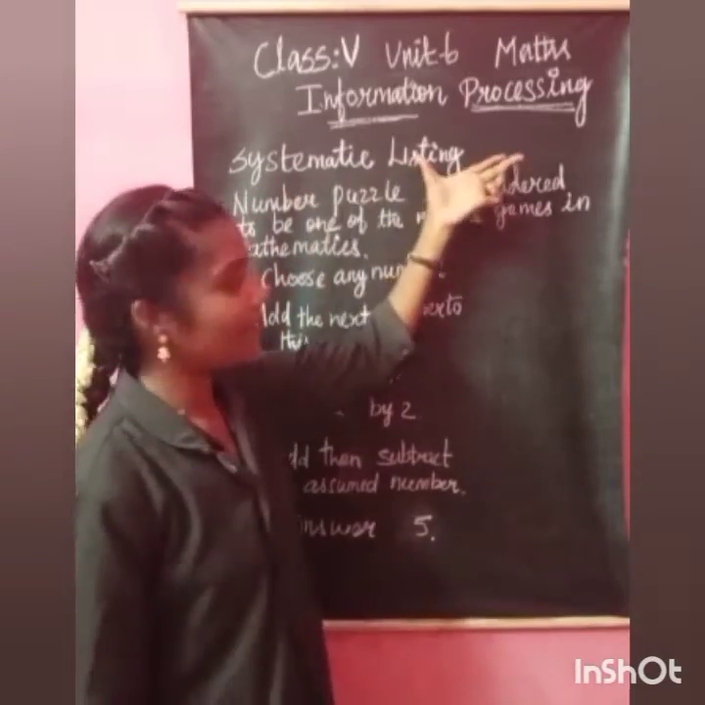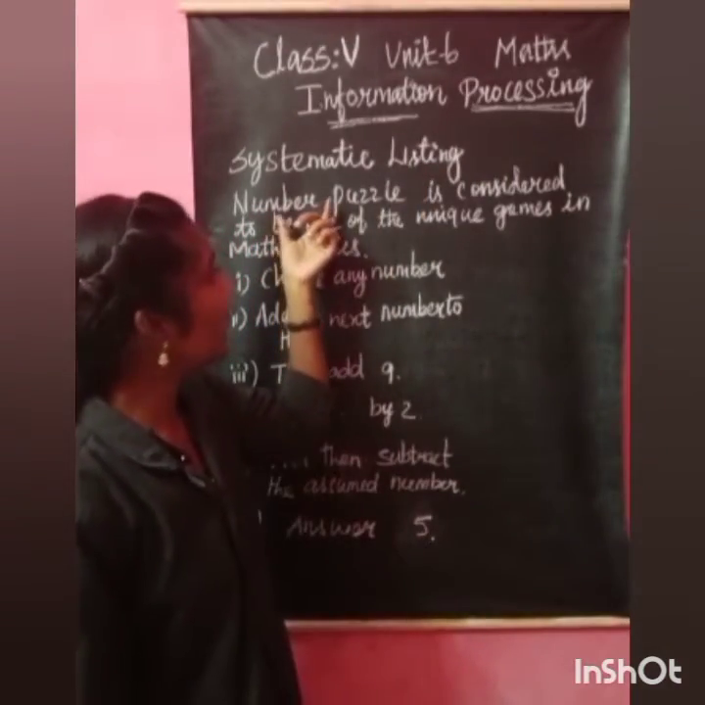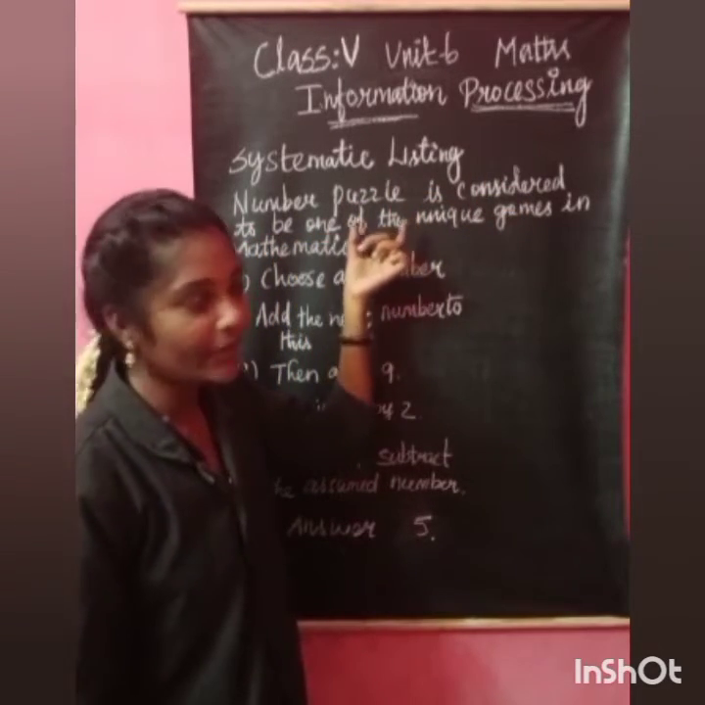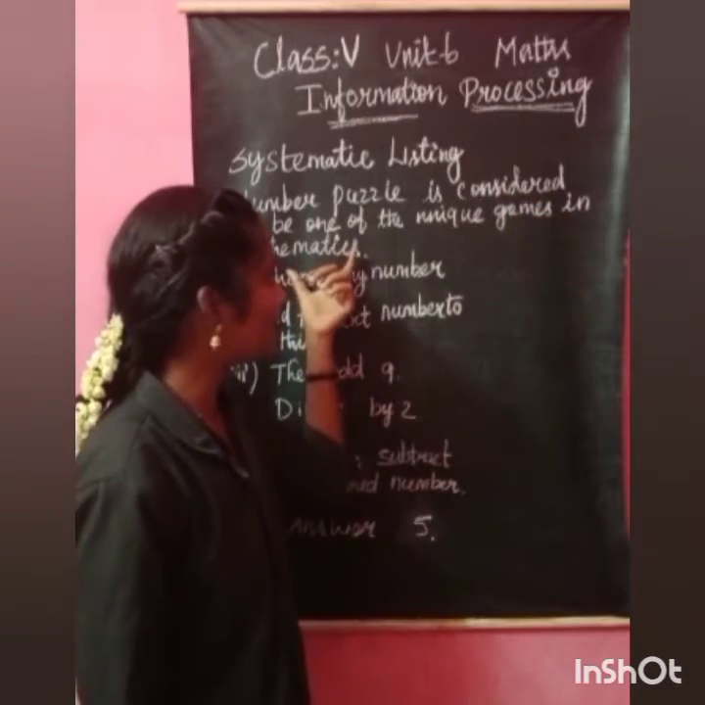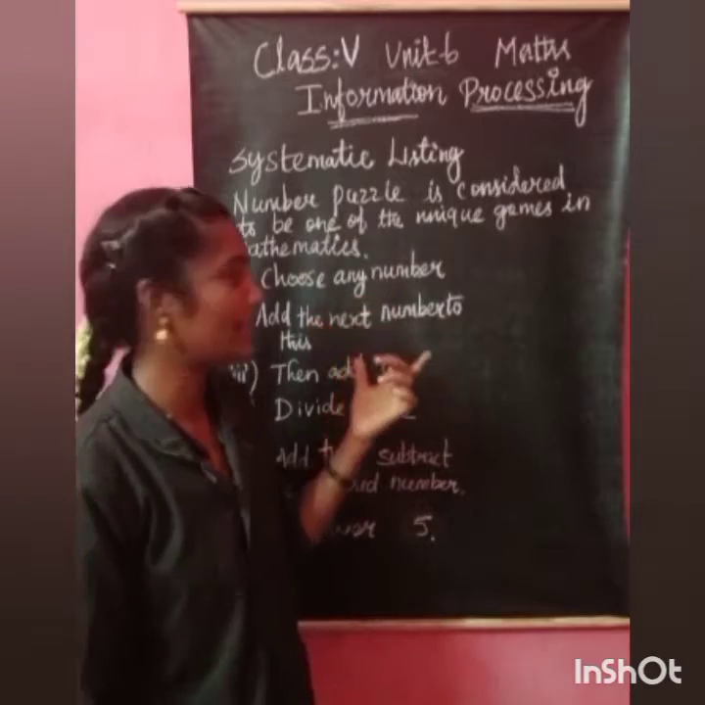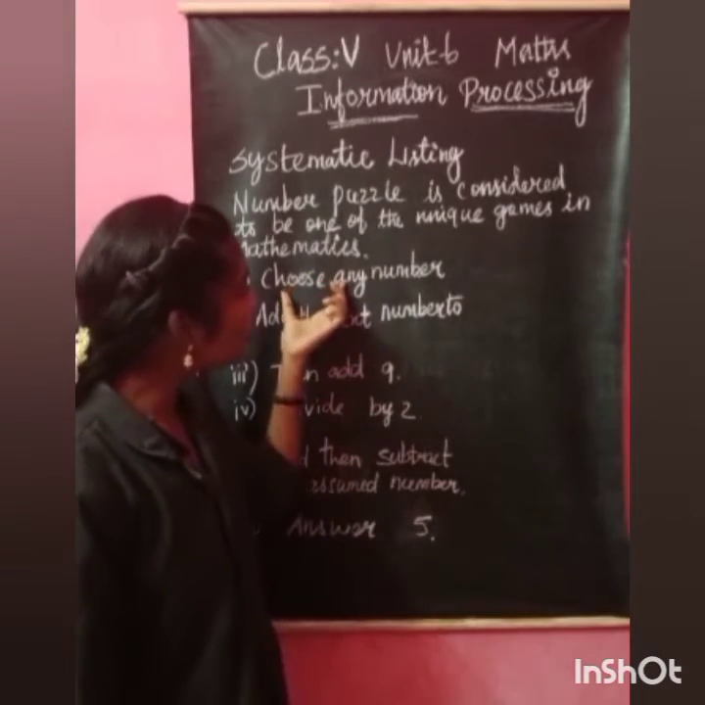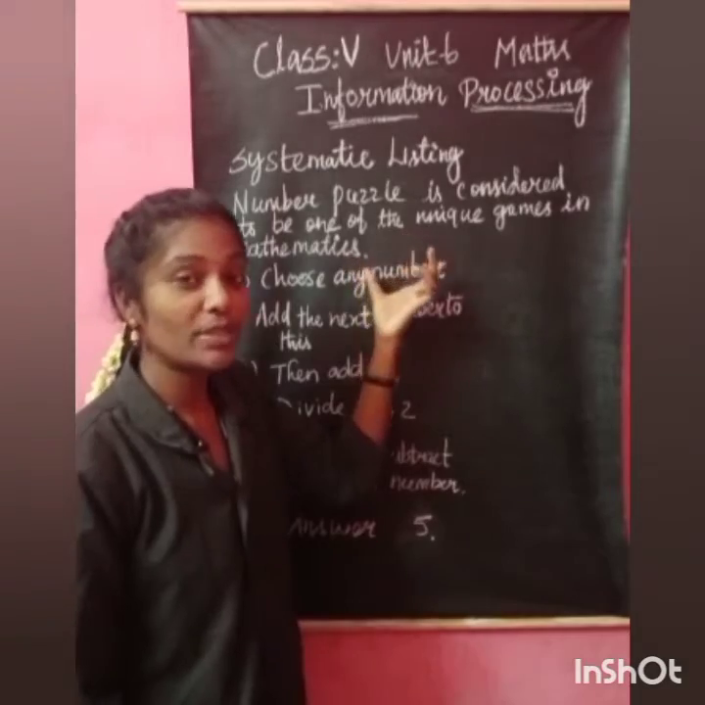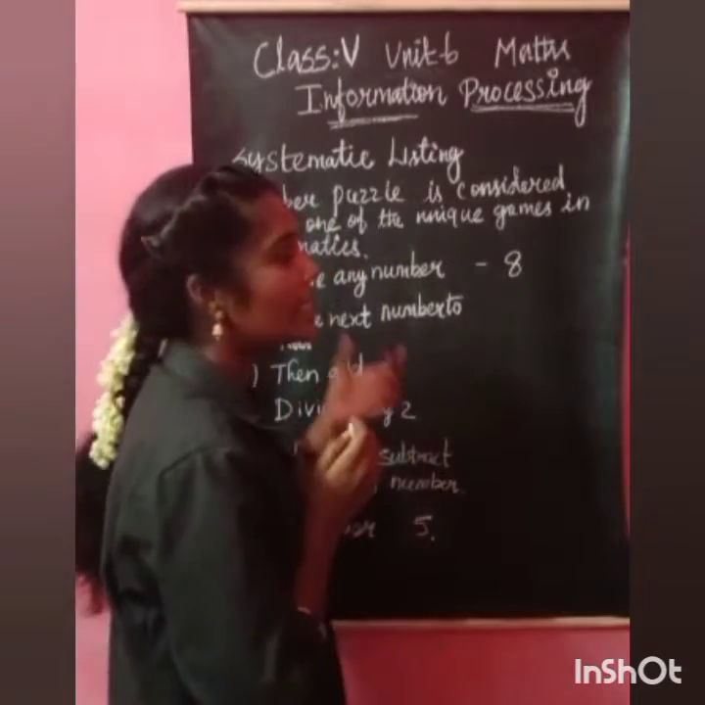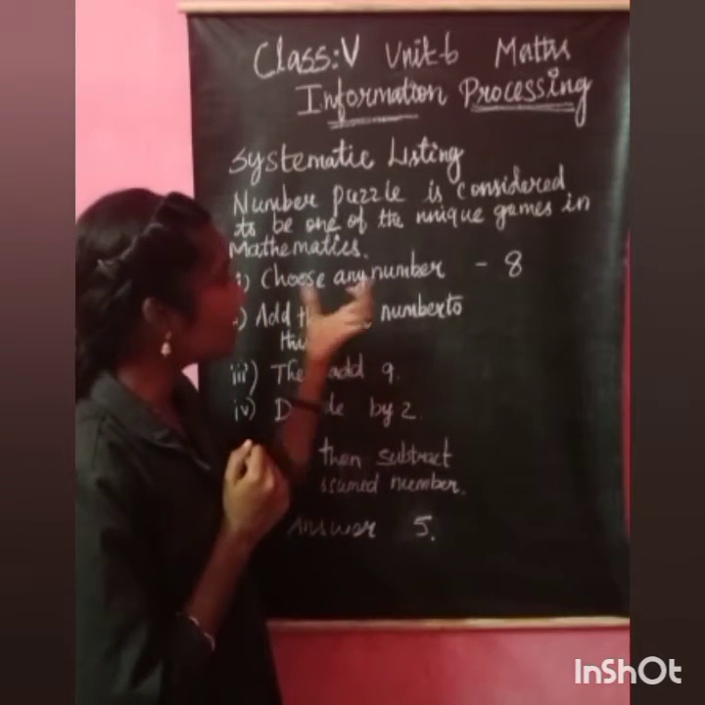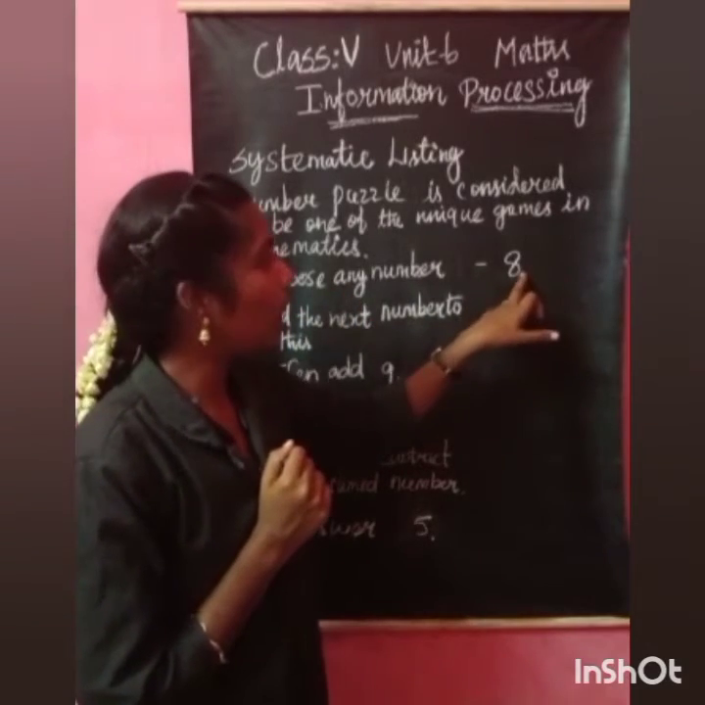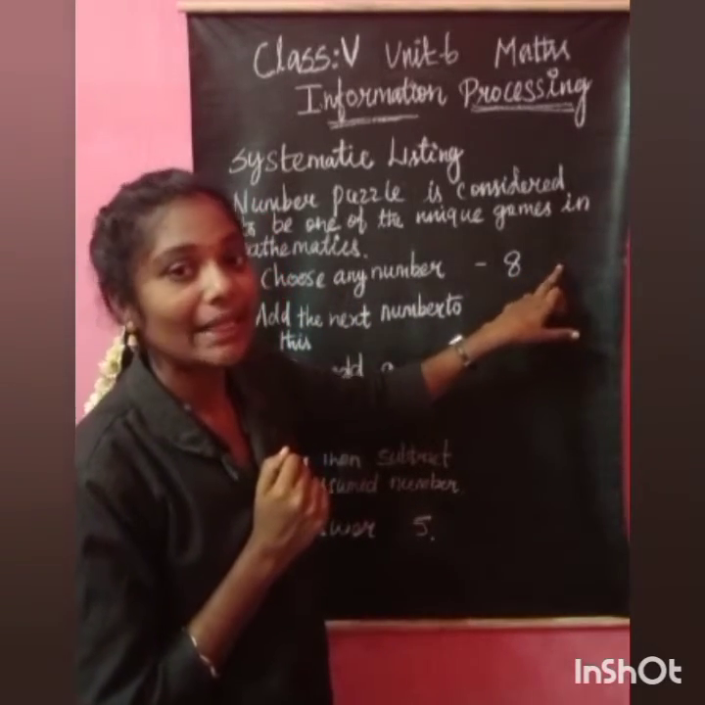Next, systematic listing. Say this, children: a number puzzle is considered to be one of the unique games in mathematics. Choose any number. I chose 8. Second step, add the next number to this. The next number after 8 is 9.